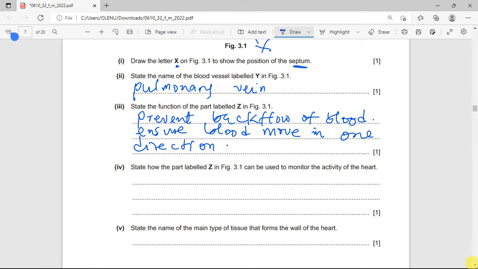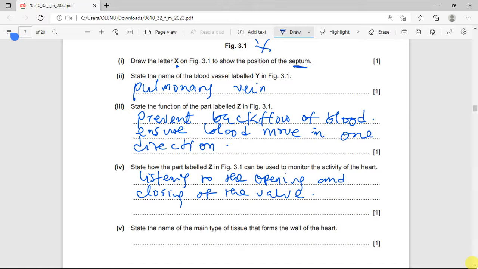Now, state how the part labeled Z in 3.1 can be used to monitor the activity of the heart. Simple, that's the valve. You can do that by listening to the opening and closing of the valve.